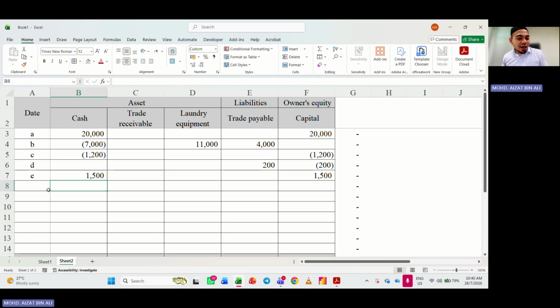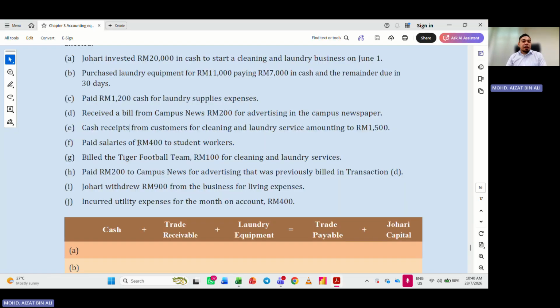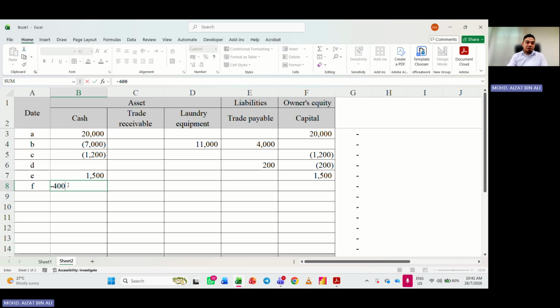Okay. Next, F. What's F? Paid salaries. Okay, we paid. Okay, so in this case, cash will decrease 400 ringgit. And because salaries is an expenses, owner's equity will decrease by 400 ringgit. Okay, so minus 400 ringgit cash, because we make the payment, okay, cash goes out. Cash decreases. Okay, so we have to reduce the cash, minus the cash here. And because we are paying expenses, expenses reduces owner's equity. Okay, so we are going to minus 400 from the owner's equity.